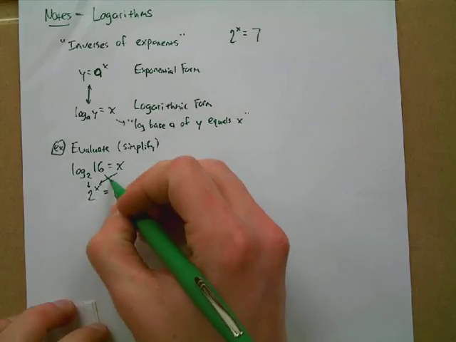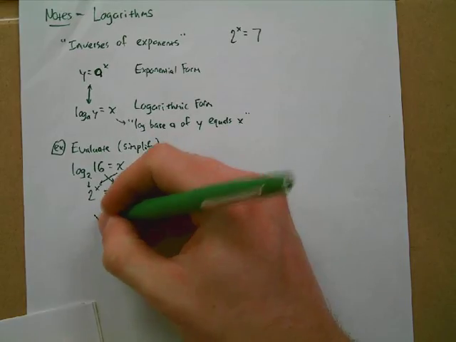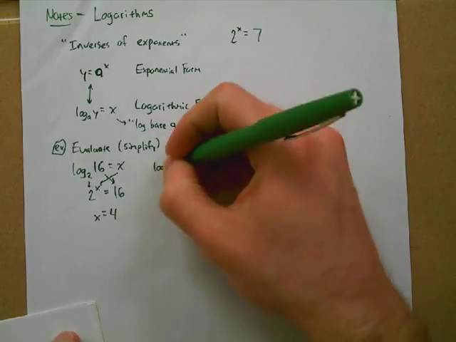Now that we've converted that into exponential form, it's easy to solve. What does x got to be here? 2 to what power gives us 16? 4, right? It's got to be 4. So x is 4. In other words, log base 2 of 16 is 4.